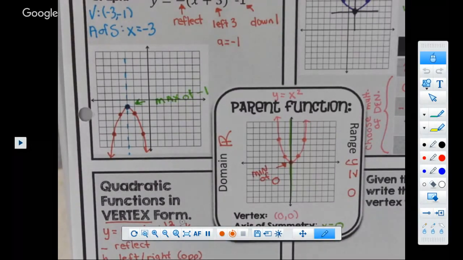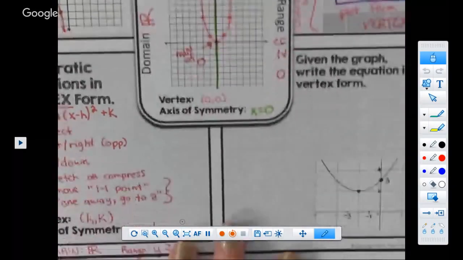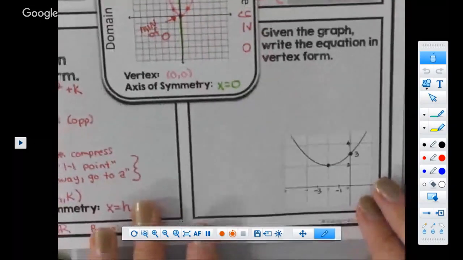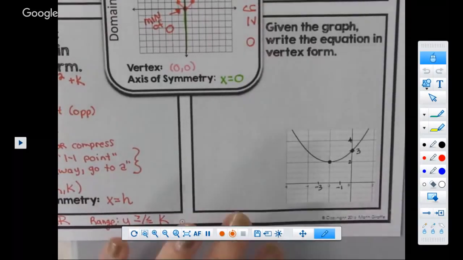So we're almost done for a little while. We've got one more little spot. This one we're going to go backwards. So the last one we're going to do, I'm giving you the picture. Write the equation. All right, so here's the last one. Questions before we go on to the last one? All right. So here we are, bottom right. Given the graph, write the equation in vertex form.